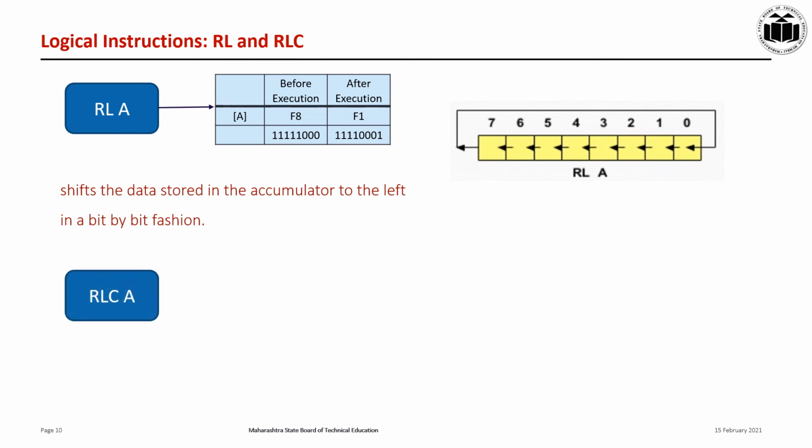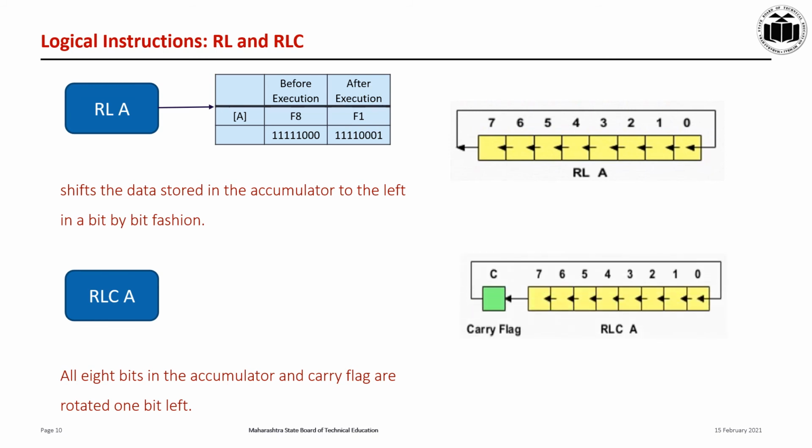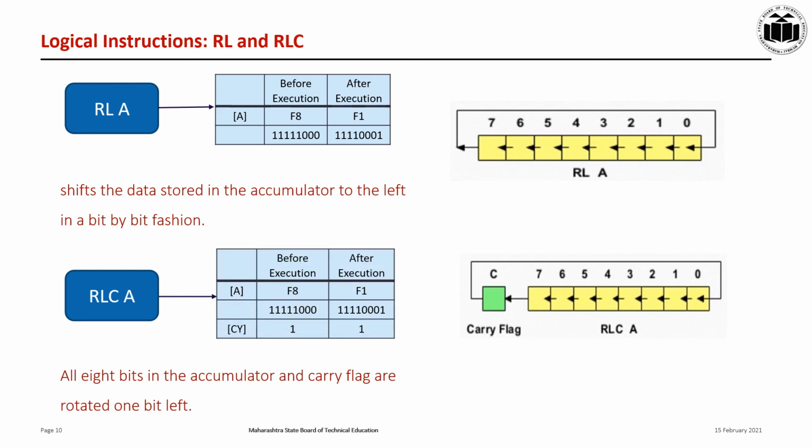The next instruction, rotate left with carry, RLC A. All 8 bits in the accumulator and the carry flag are rotated one bit left. After this operation, bit 7 is rotated into the carry flag position and the carry flag is rotated into the bit 0 position. If the accumulator contains F8H and the carry flag is 1, then after execution of this instruction, the accumulator will contain F1H and the carry flag will contain 1.